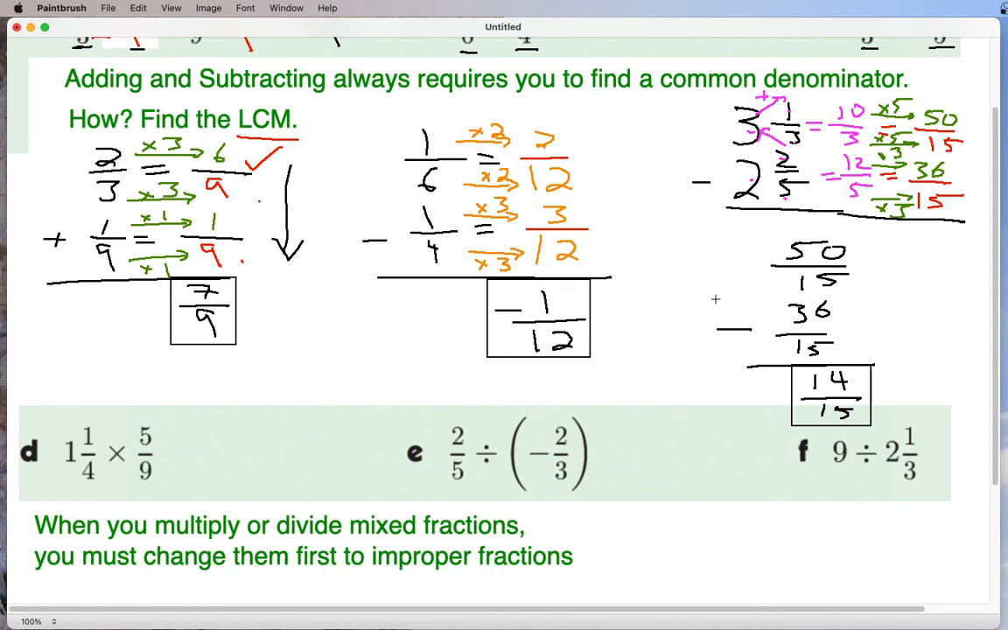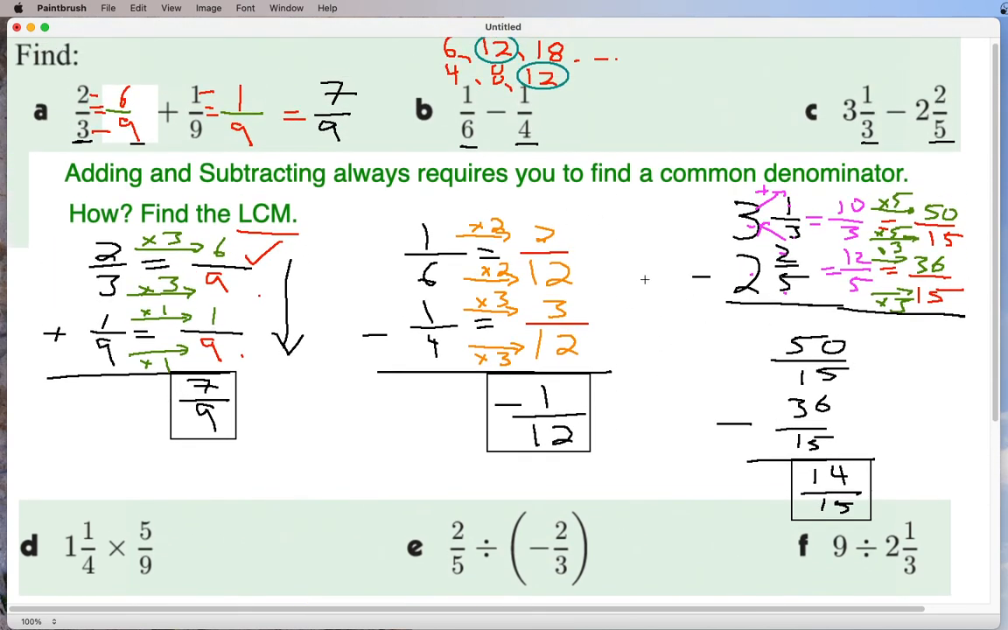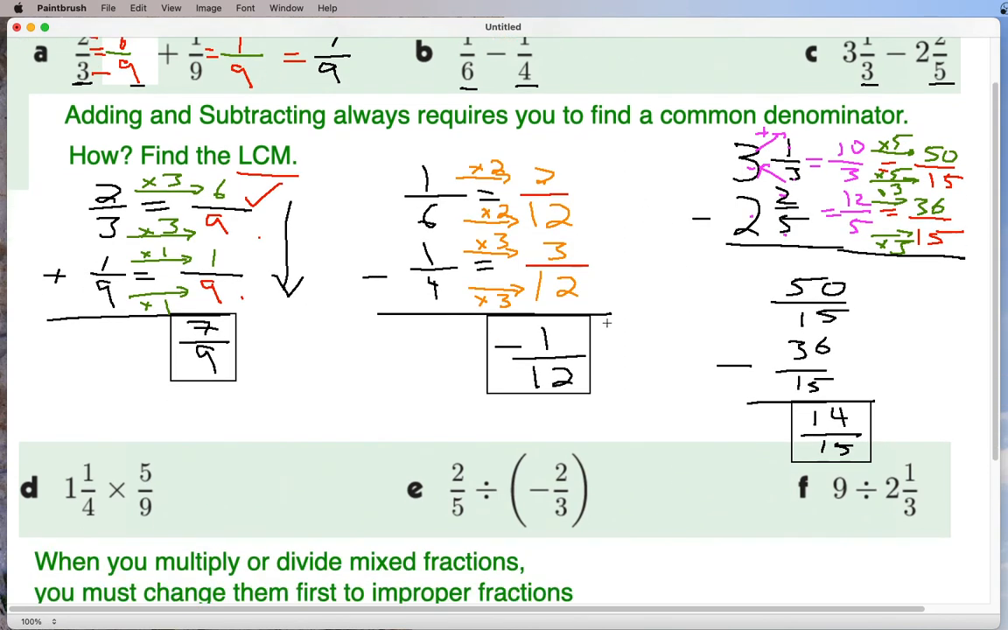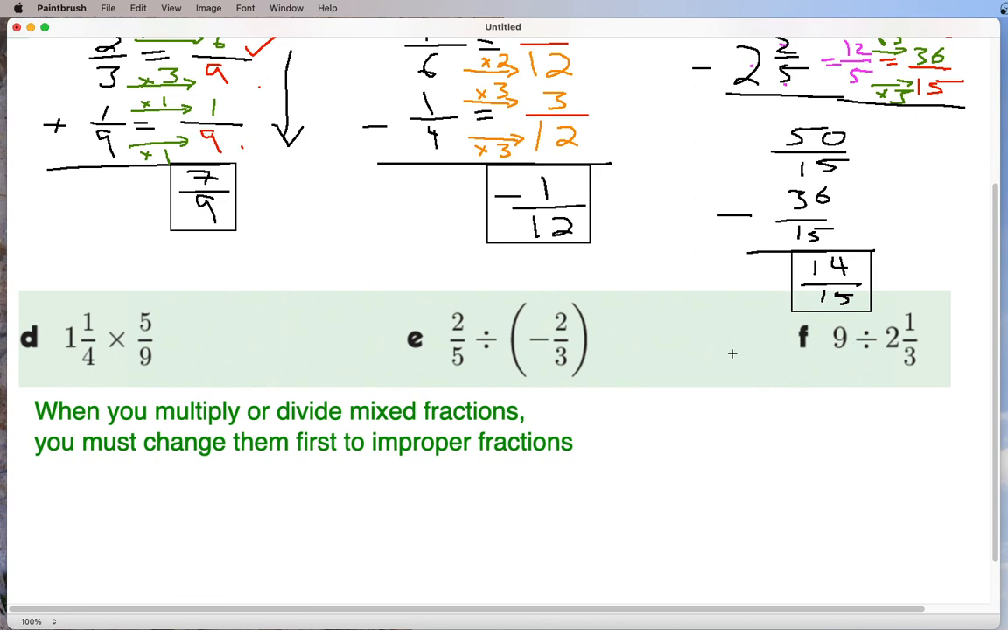So the first video here is on adding and subtracting fractions. I'll put another video together to do the second round of fractions, which is multiplying and dividing.